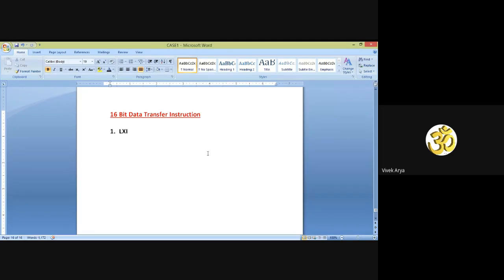So in today's class, we are going to discuss 16-bit data transfer instructions. Our first instruction is LXI RP. Can you tell me the addressing mode?